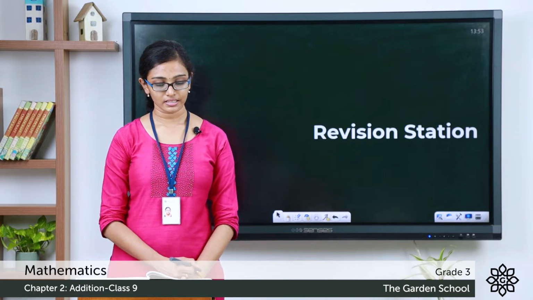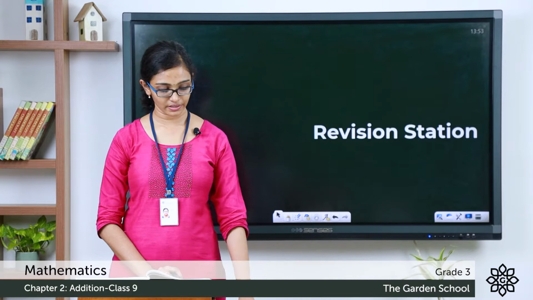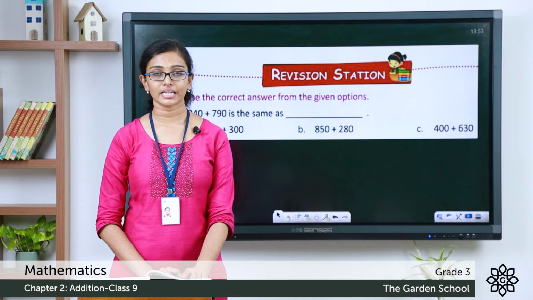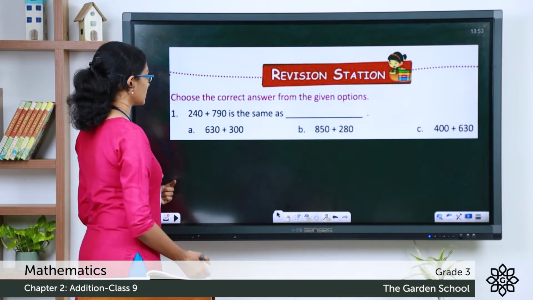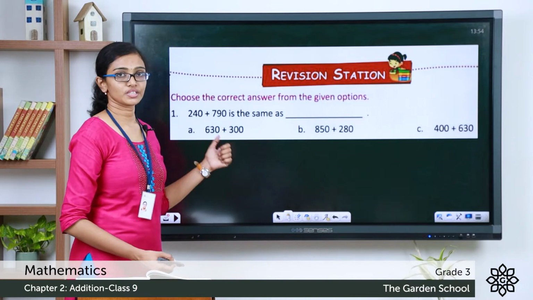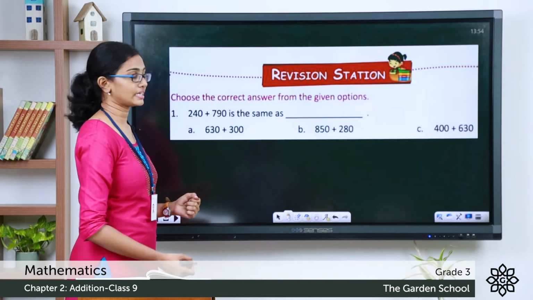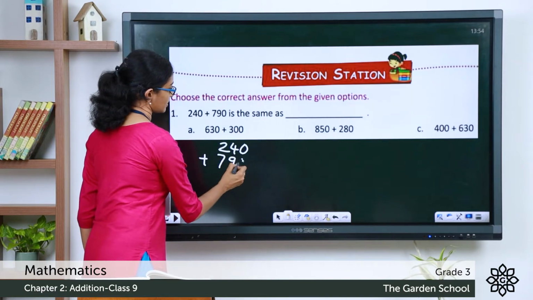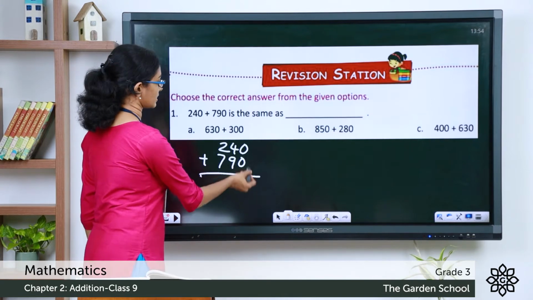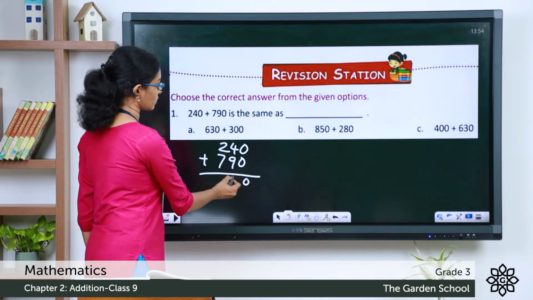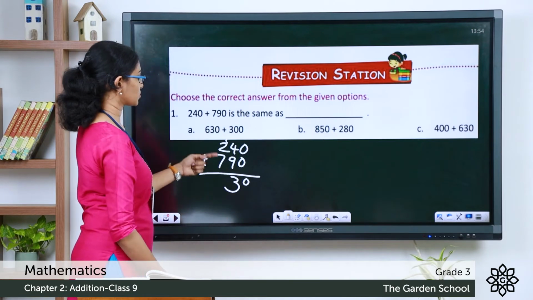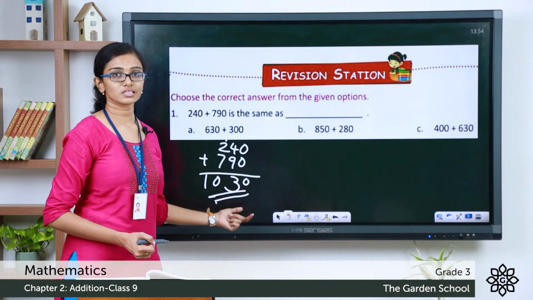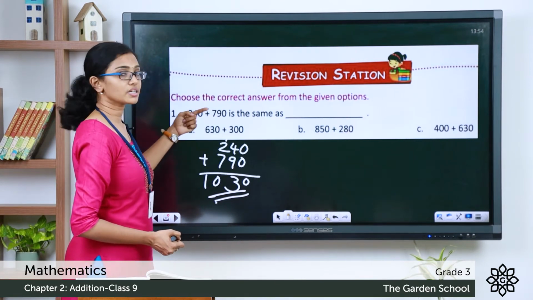So the first question, choose the correct answer from the given options. 240 plus 790 is the same as. You are given three options here. Now, let's first find out what is the sum of this addition. So, 240 plus 790. 0 plus 0 is 0. 9 plus 4 is 13. Carry over 1. 7 plus 2 is 9 plus 1, 10. So, this is the sum of the addition given in the question.